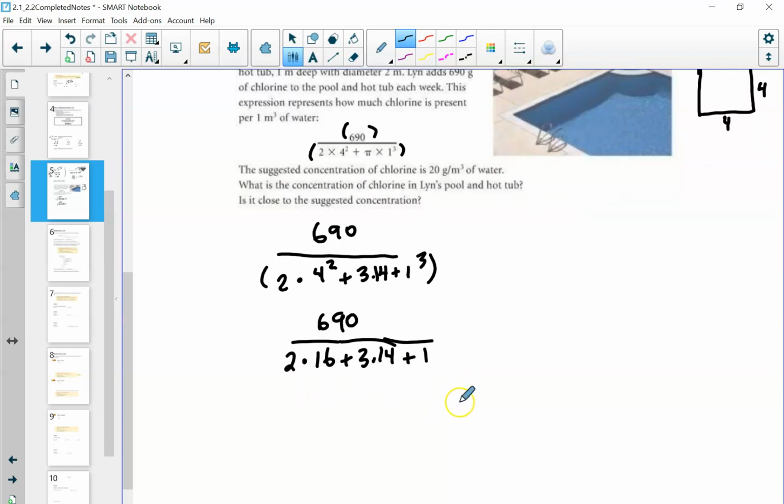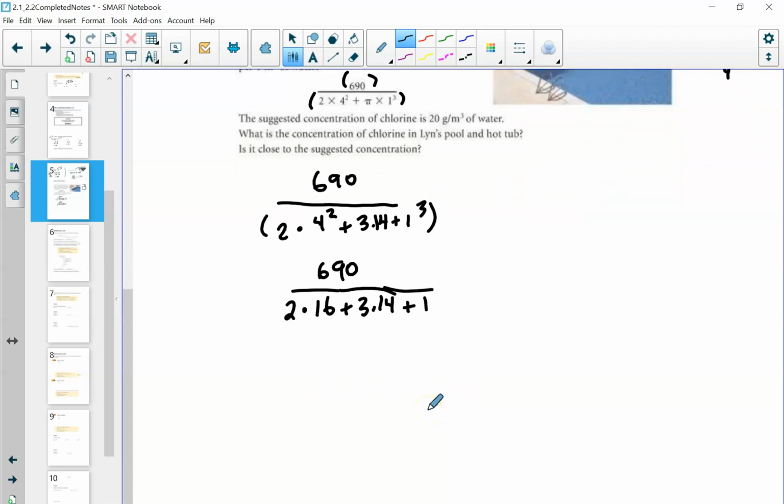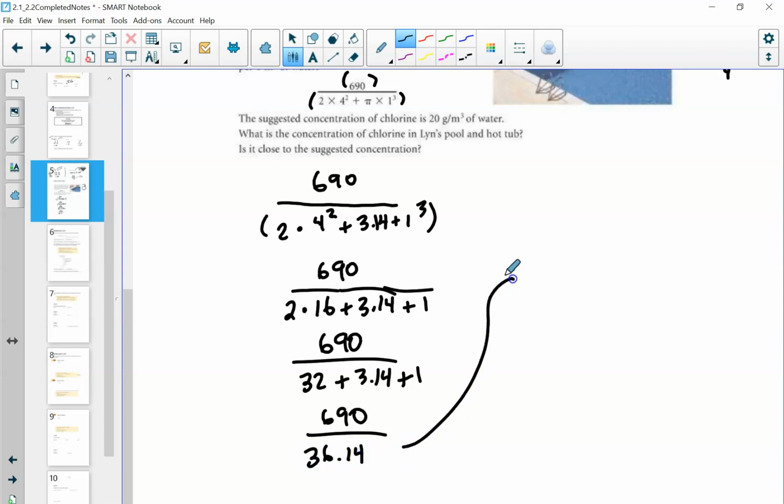Let's just keep going now, one step at a time. 690 over 2 times 16 plus 3.14 plus 1. Well, we have to do the multiplication first, right? We can't do these additions. We've got to do multiplication first. So 2 times 16 is 32. And then we've got plus 3.14 plus 1. All right, now that we're down to addition, we just do it from left to right. 32 plus 3.14 is 35.14, plus 1 is 36.14. You can just trust me on that.